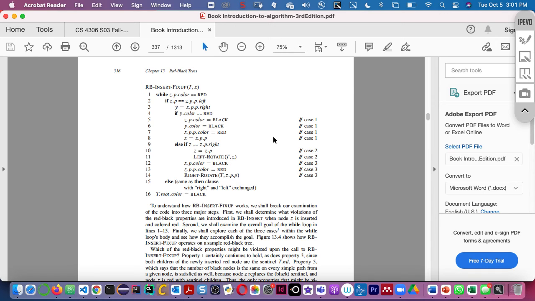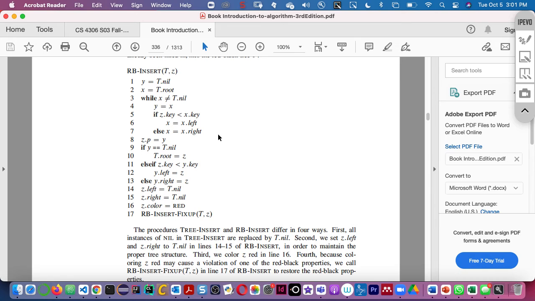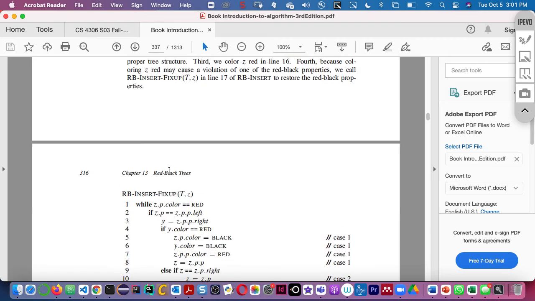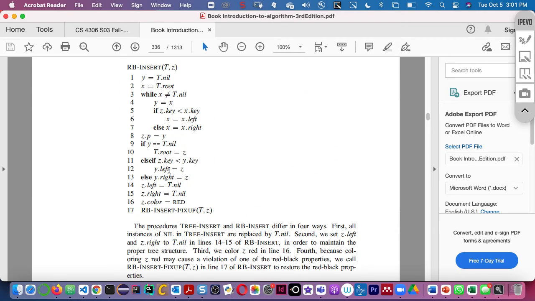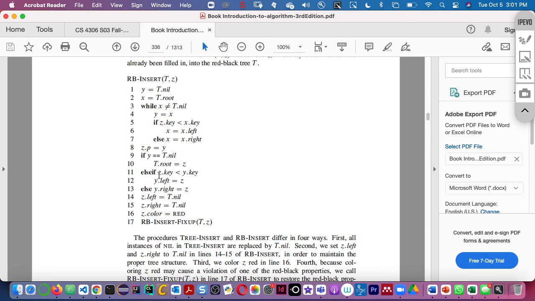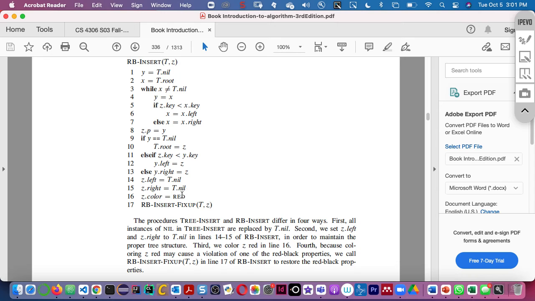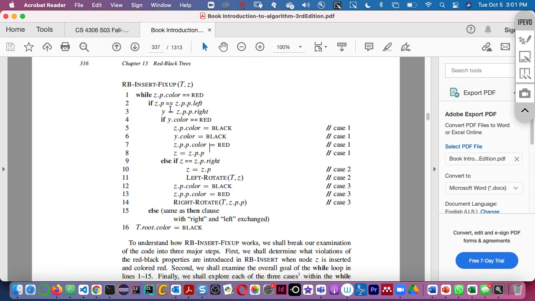Now let us spend some time to understand this. Does everything above line 17 make sure that it's AVL balanced? Yes, all of that will make it AVL balanced. Then it will make the color red. And here the problem is over here, so I'll help you to understand.